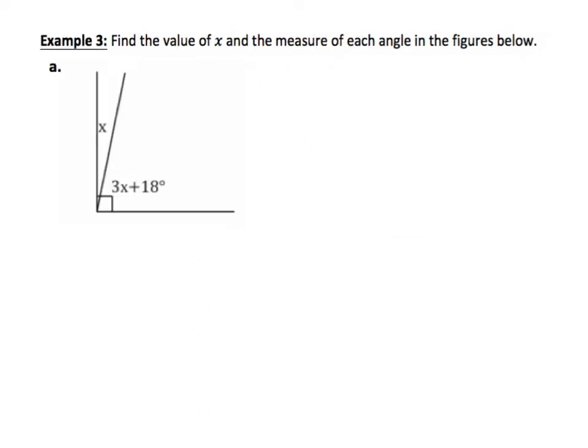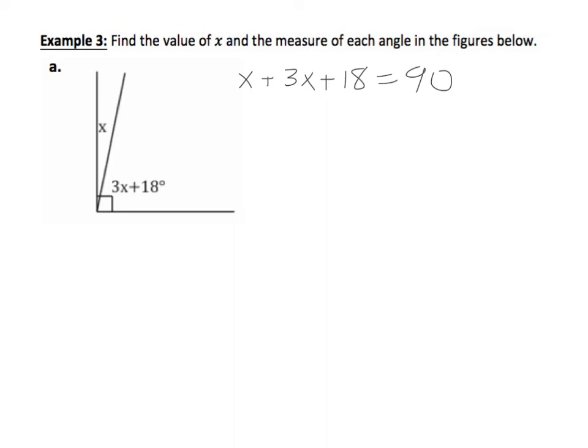For this next example, we're going to find the value of x and the measure of each angle in the figure below. But notice this time we don't have vertical angles, but what we do have is a 90-degree angle right here. That means that these two angles together are complementary angles. They add to 90. So what we can do is go ahead and add the two expressions together. So x plus 3x plus 18 has to equal 90.